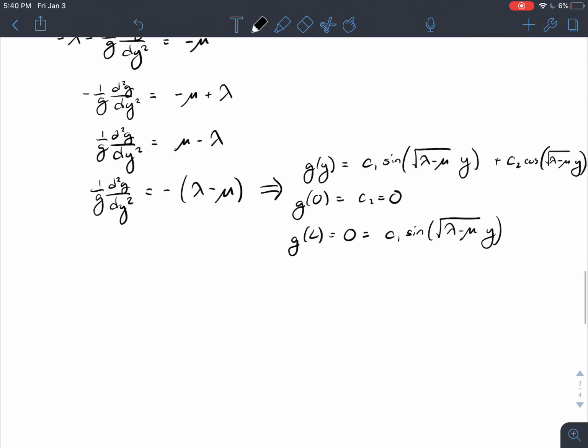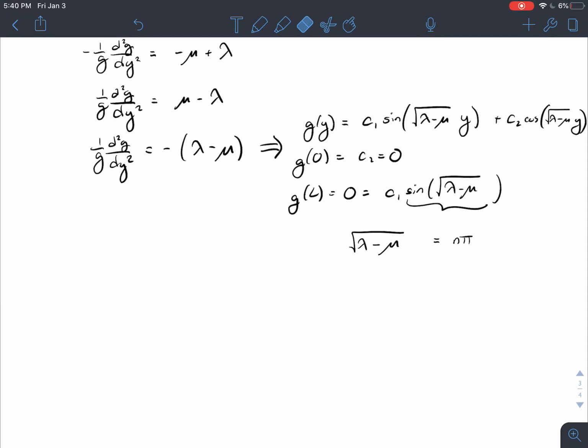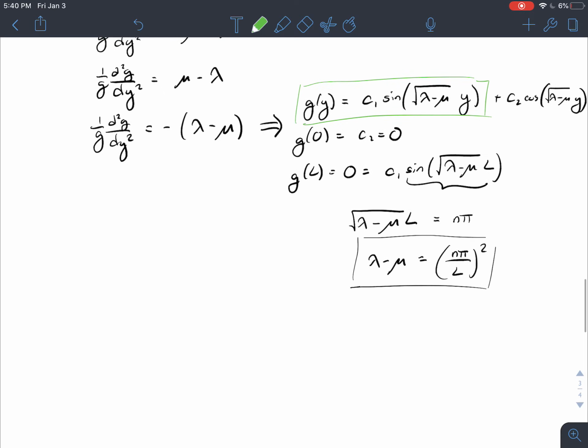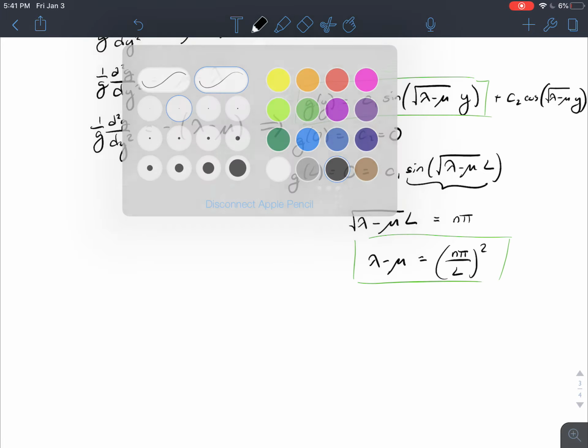But C1 can't be zero, so consequently, we have to find another way for this to be zero, which can be found in the oscillatory nature of the periodicity of the sine function. Pi, that should be L right here, which conveniently tells us that lambda minus mu is equal to n pi over L squared. And then this also tells us up here that our differential equation for G is just going to look like this. I'll box this in green for emphasis sake. Cool, so we've solved for G.